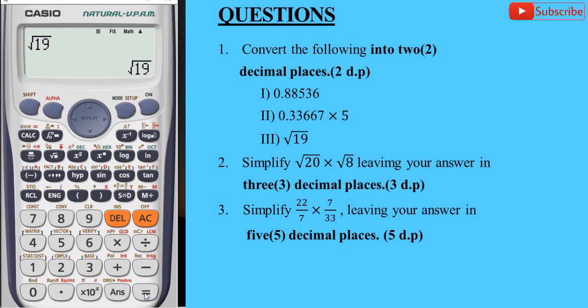If you want to convert this into decimals, what you have to do is to simply tap on SD. So this is SD. So we have 4.36. But in actual sense, square root of 19 is the same as 4.358898944. But the calculator has converted it into 2 decimal places. Now, let us move on to our second example.